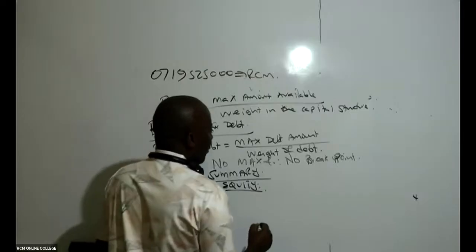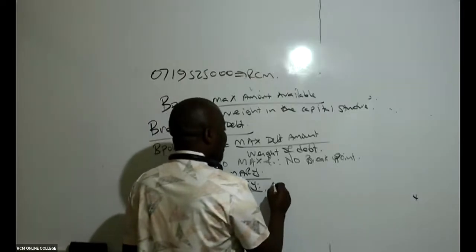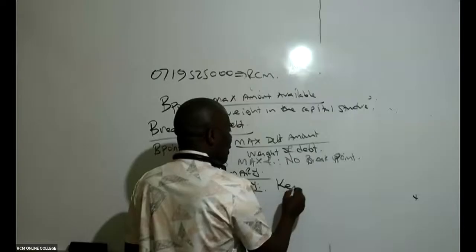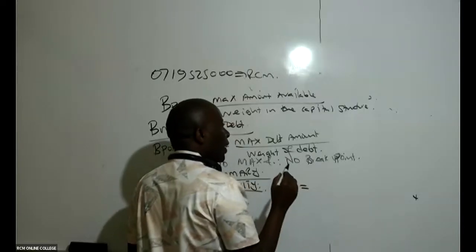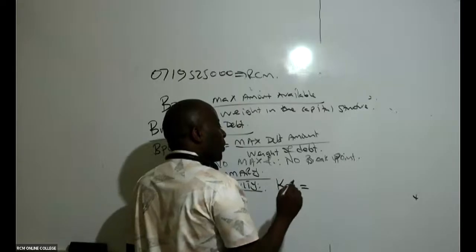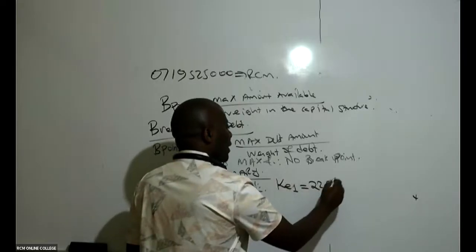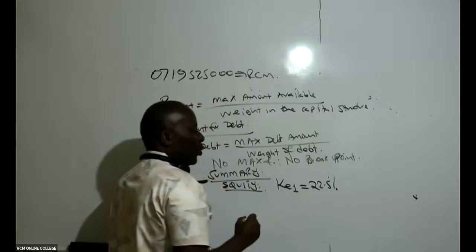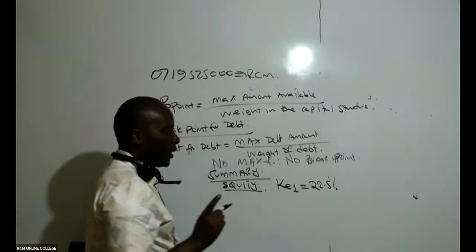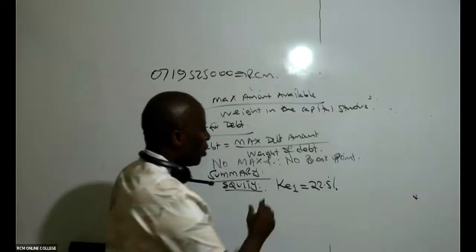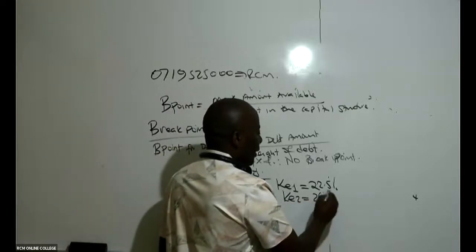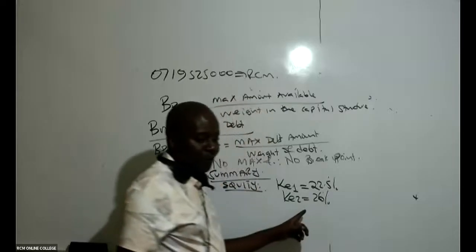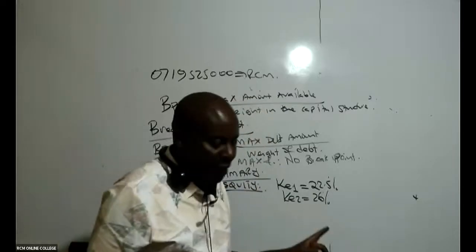So remember, for equity, I have in this case cost of equity 1. Is there somebody who can remind me what cost of equity 1 was? Was it 22.5%, the one of retained earnings? And then cost of equity 2 was 26%. Is there somebody who is able to remember this?